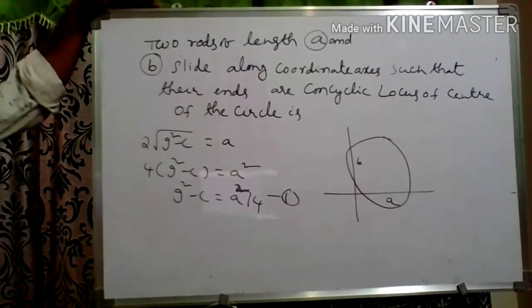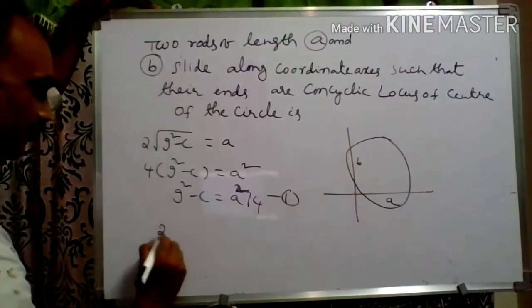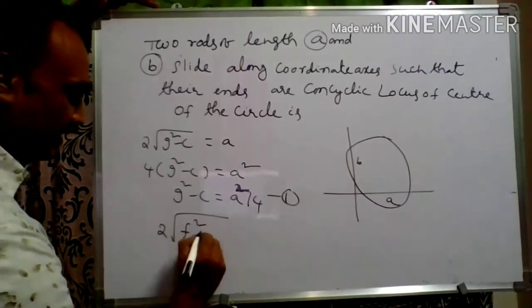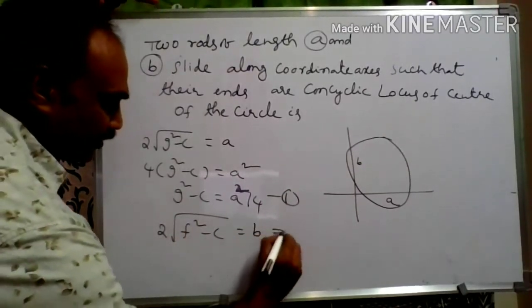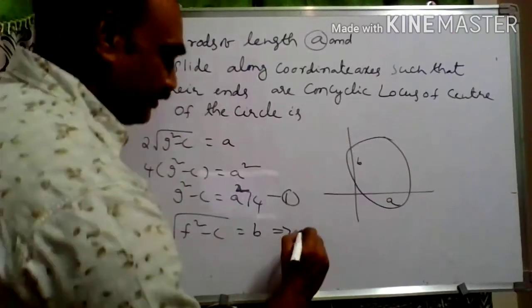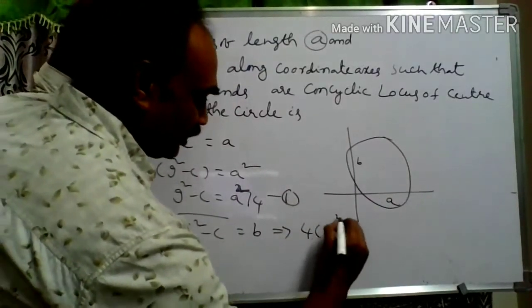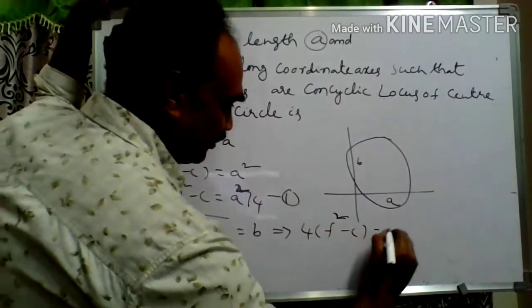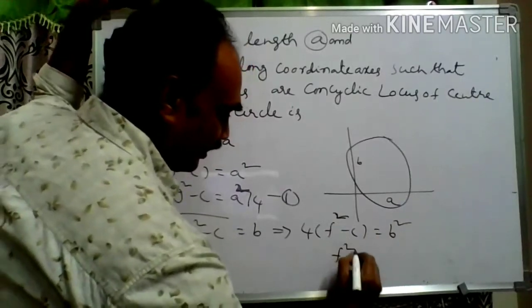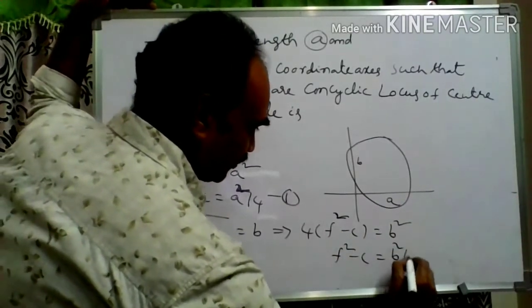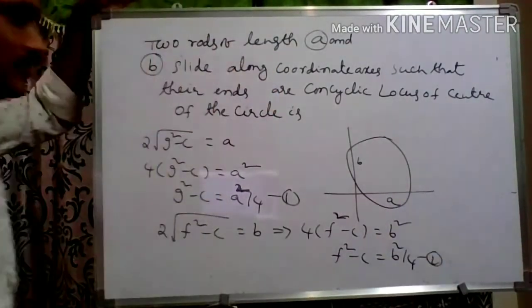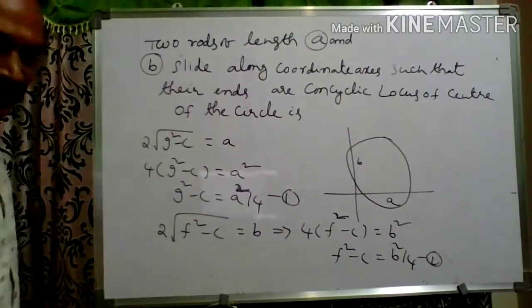Next, the length of the y-intercept formula is 2 root of f square minus c, which is equal to b. Squaring on both sides, 4 into f square minus c is equal to b square, so f square minus c is equal to b square by 4. This is equation number 2.